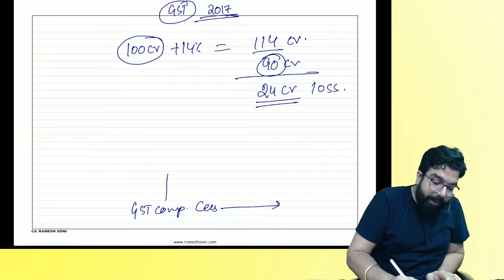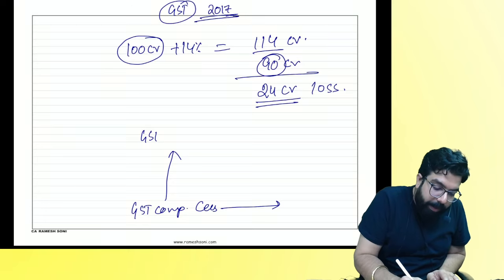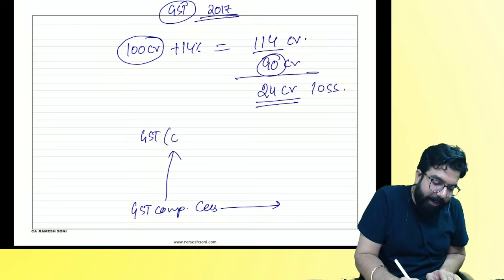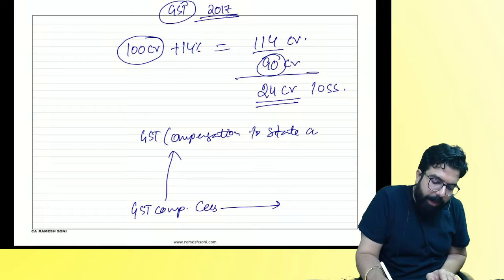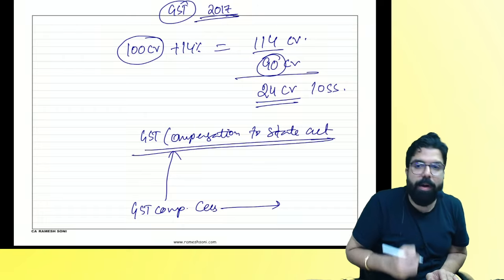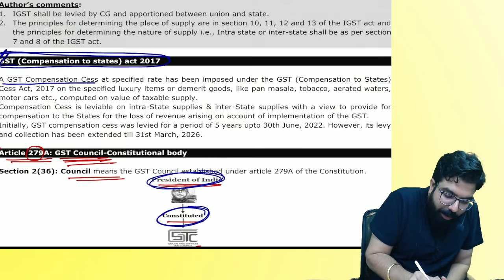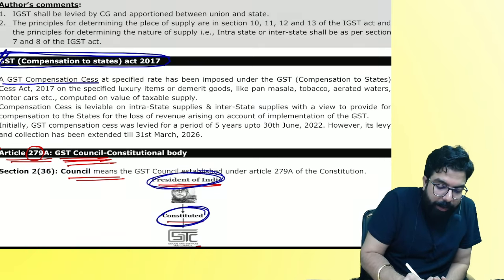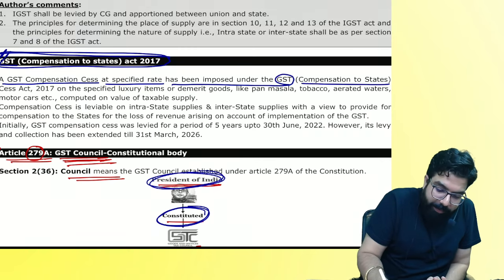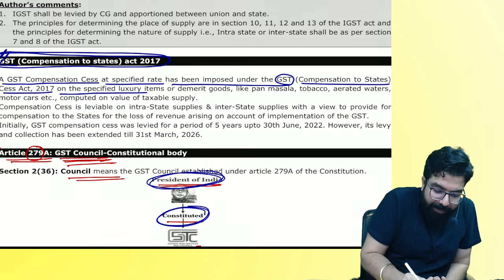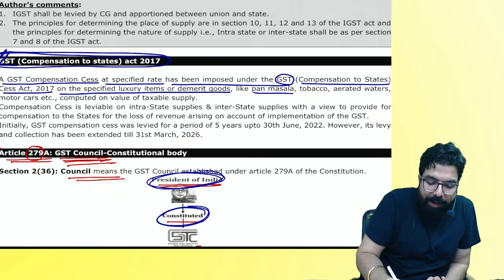To collect this cess, an act has to be there, and the name of the act is the GST Compensation to States Act. Are we clear, everyone? And that is what is told over here. GST compensation cess at specified rates has been imposed under the Compensation to States Act on specified luxury and demerit goods like pan masala, tobacco, aerated water.